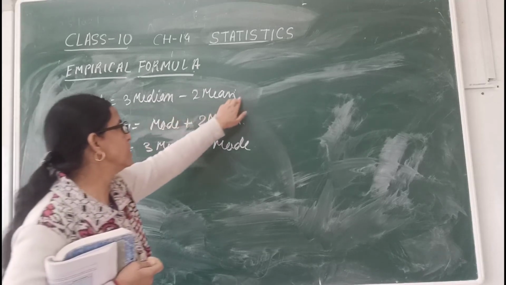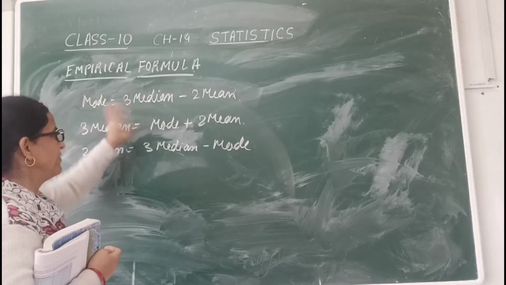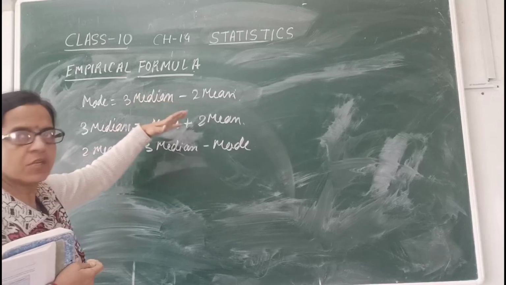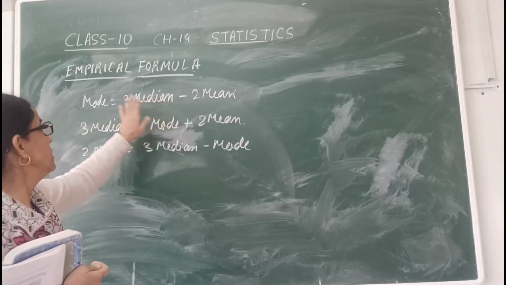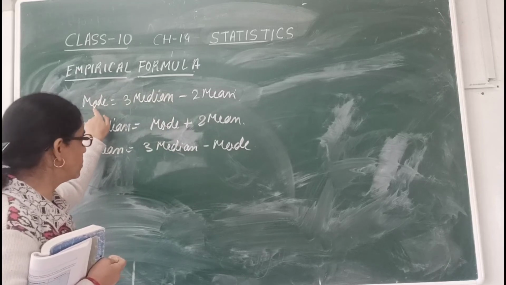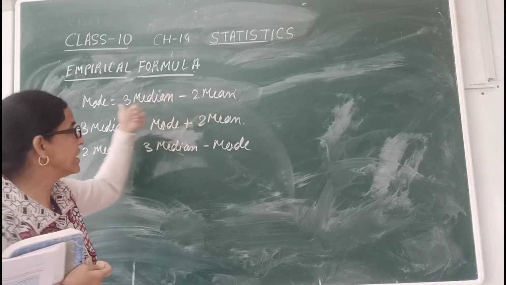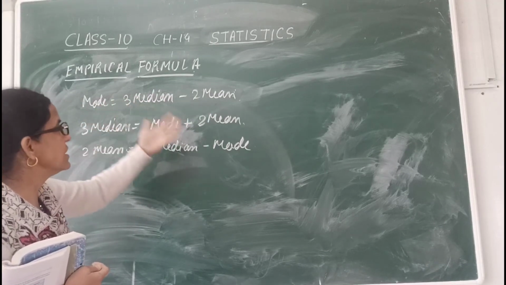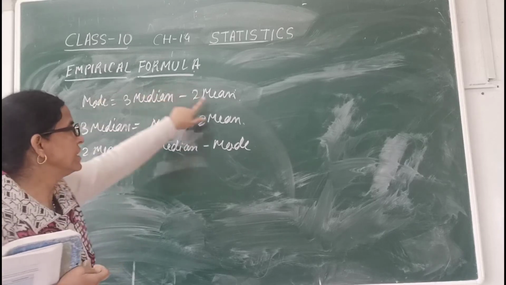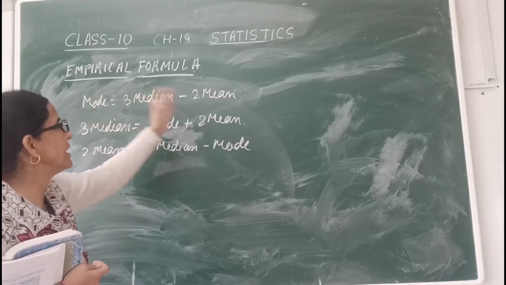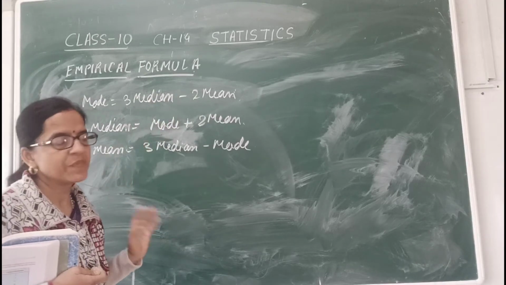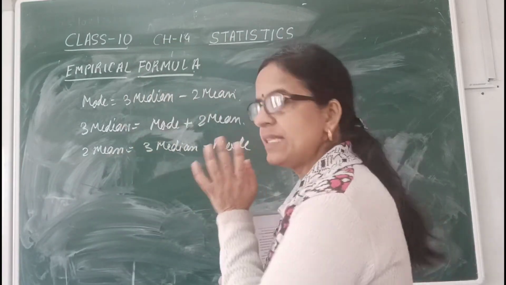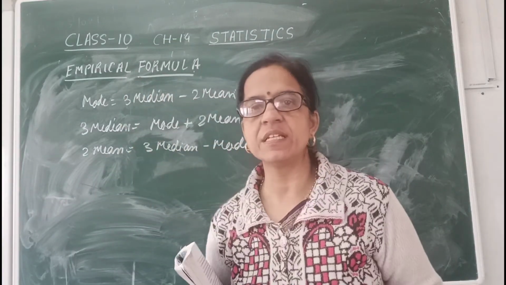But actually you remember this only: mode equals 3 median minus 2 mean. If any changes are done, meaning left hand side, right hand side transformation, you will better understand depending on the question. So this is the empirical formula to find the mode. If we know median and mean, we can calculate mode using this formula. If we know mode and median, we can calculate mean, and if we know mode and mean, we can calculate the median. So if the question says using empirical formula find the mode, then you will find median and mean, and after substitution you will get the value of mode.